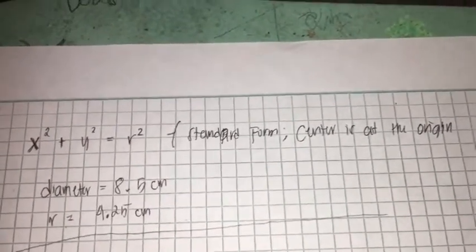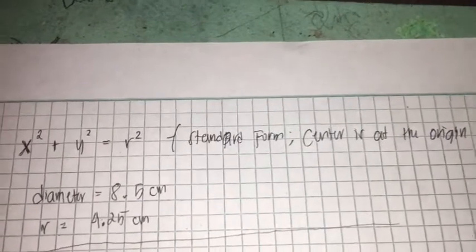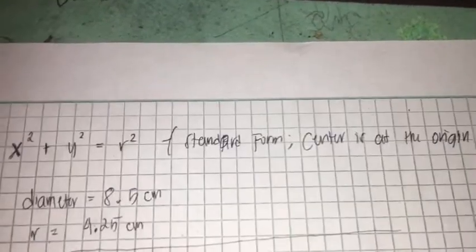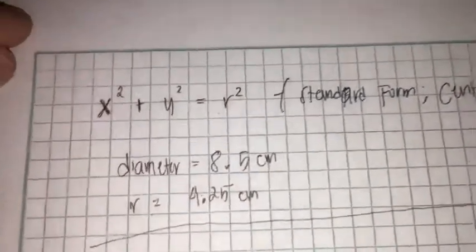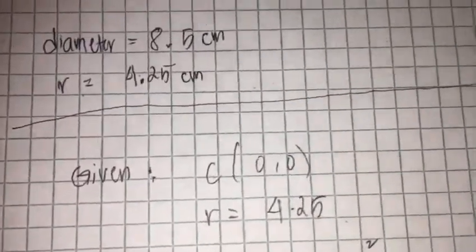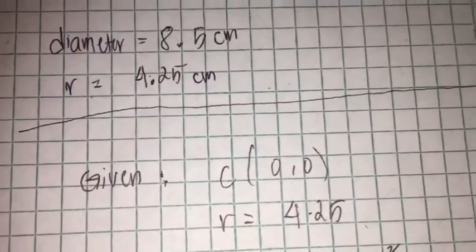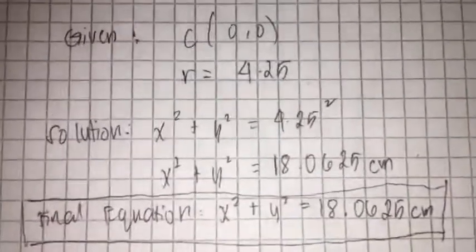For this circle, we're going to use the standard form where the center is at the origin. So our equation would be x squared plus y squared is equal to r squared. Since we already have determined the measurements, we have to proceed to the given. Our given are the center, which is at the origin (0, 0), and our radius, which is 4.25 centimeters. In order to find our equation, we're going to proceed to the solution.